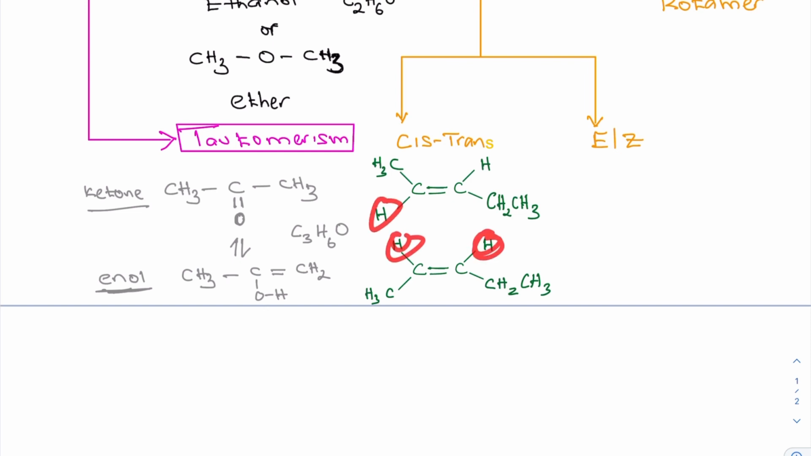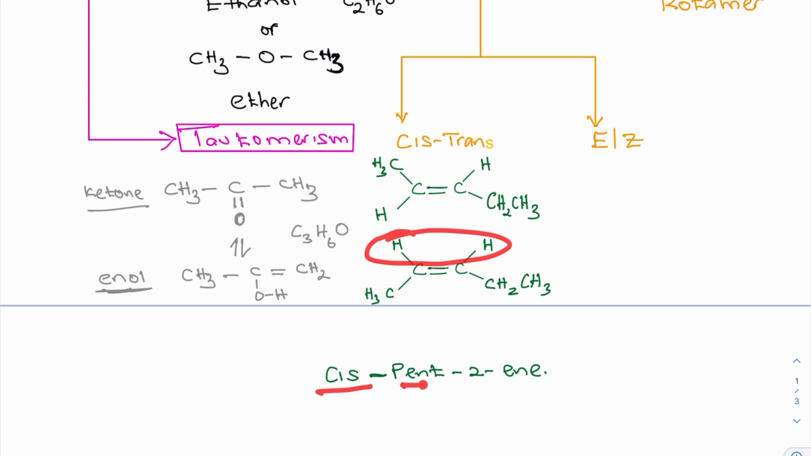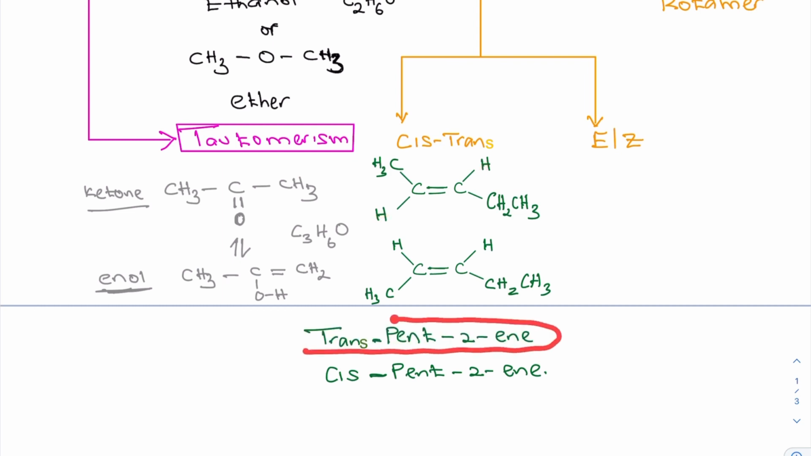If they're on the opposite side, then that's what we call trans. If they're on the same side, we call that cis. This one will be called cis-pent-2-ene. This is 1, 2, 3, 4, 5. That's pent for 5. Because the double bond is on the second carbon, that's why it's called 2. Cis-pent-2-ene. The ene indicates a double bond. On the opposite side will be called trans. So this one will be trans-pent-2-ene.